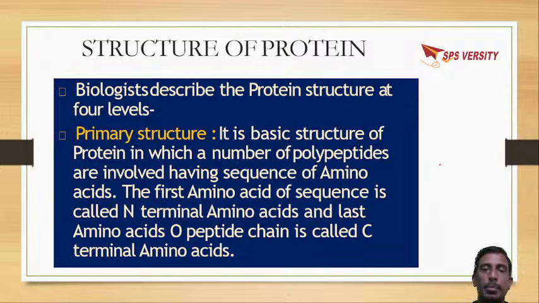So primary is the basic structure of protein, in which a number of polypeptides are involved in having a sequence of amino acids. In the primary structure, the first amino acid is called the N-terminal amino acid, and the last is called the C-terminal amino acid. Okay. So in the first amino acid, the amino group is free. In the terminal amino acid, the carboxylic group is free.